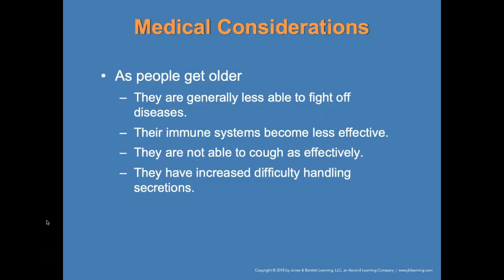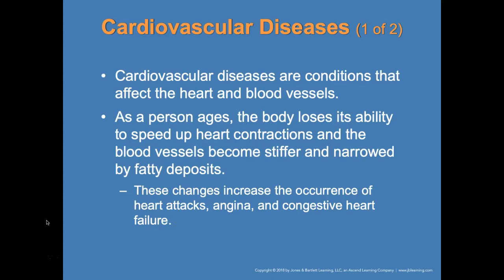So in addition to all that, they're going to have more medical conditions. They're generally less able to fight off disease. Their immune system becomes less effective, and they're not able to cough as effectively. They also have increased difficulty handling secretions that might build up in their mouth, so they have difficulty swallowing and getting rid of that stuff. There are two types of medical conditions which cause the greatest number of deaths, and these are going to be cardiovascular disease and respiratory disease, which we'll talk about now.